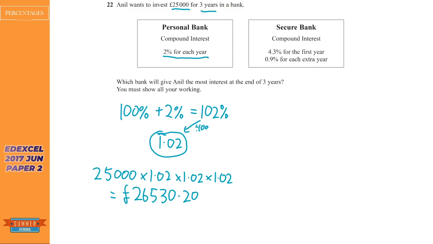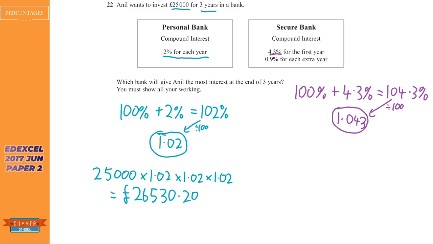Okay. Now we're going to go to Secure Bank. Now, Secure Bank just has 2 percentages going on, which isn't a problem, because we just follow the same method. So we're going to do this 4.3 first. So 100% plus 4.3% is 104.3%. Make that a multiplier, divided by 100. 1.043. That's my multiplier. Done.